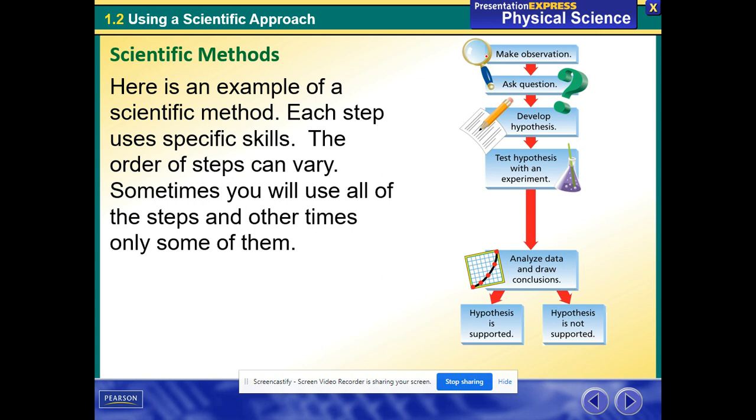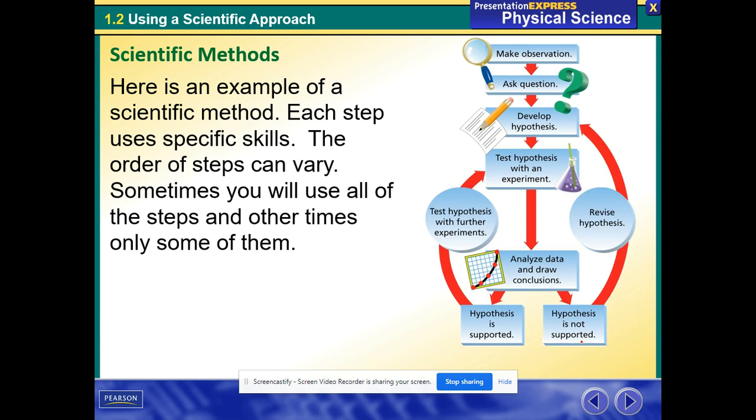From there, one of two things is possible. The first is that maybe your idea, or what you thought was going to happen, actually happened. The other is that maybe your hypothesis, or what you thought was going to happen, didn't actually happen. If your hypothesis was supported, usually you would want to redo your experiment to see if you got the same results.